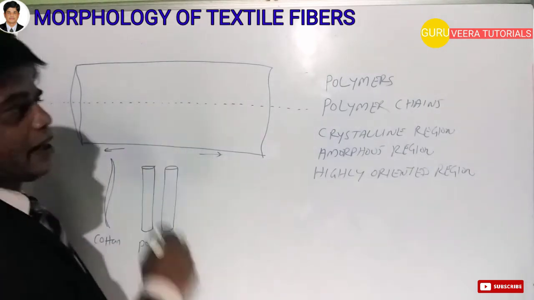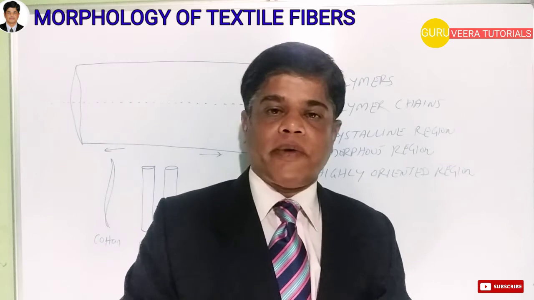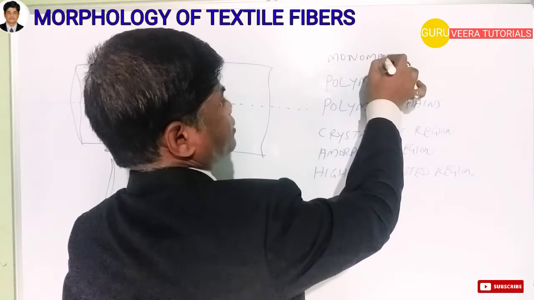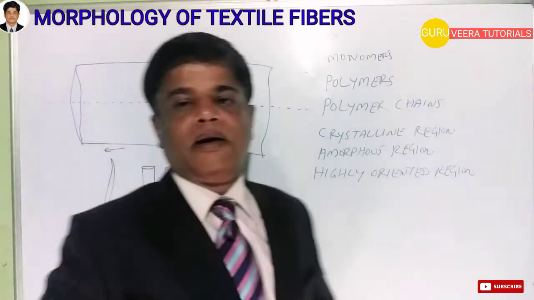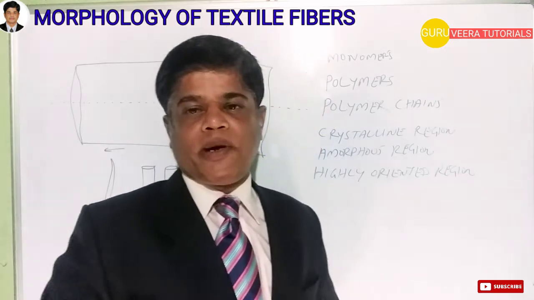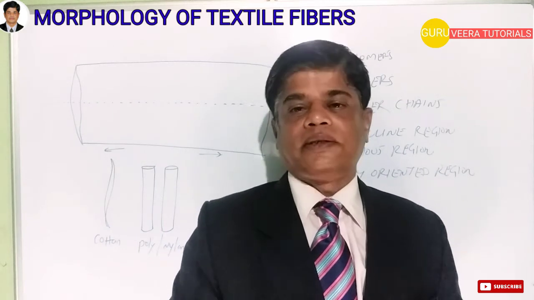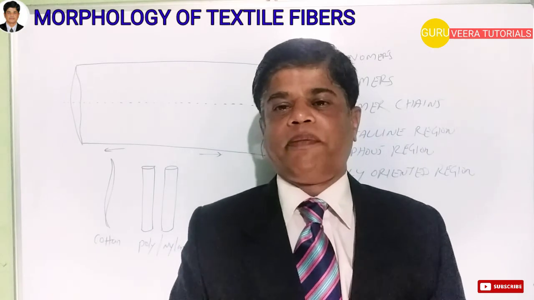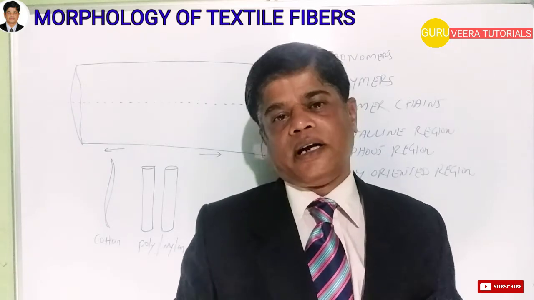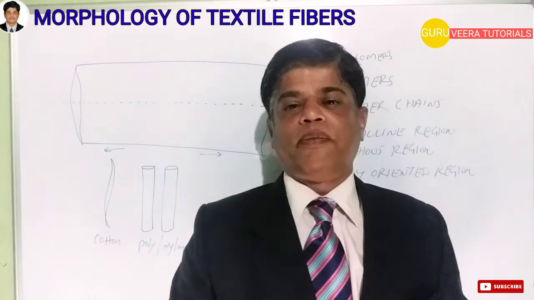Crystalline, before that I am writing here, polymers. Polymers are the chains. Polymers are made of monomers. Monomers, chemical engineering people or BSc chemistry, MSc chemistry people can understand what monomers are. Monomers are made of molecules. Molecules again are made up of atoms, if you go deep in chemistry. Atoms are made up of neutron, proton and electron.